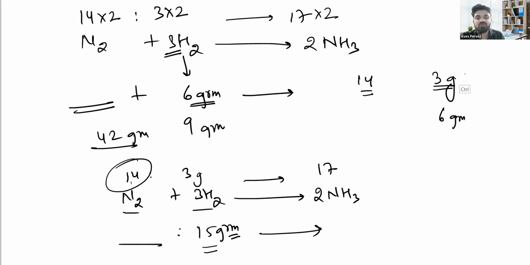Not 72. For making this 15, you have to multiply this by 5. So you multiply 14 also by 5 as well. You will get 70 grams.